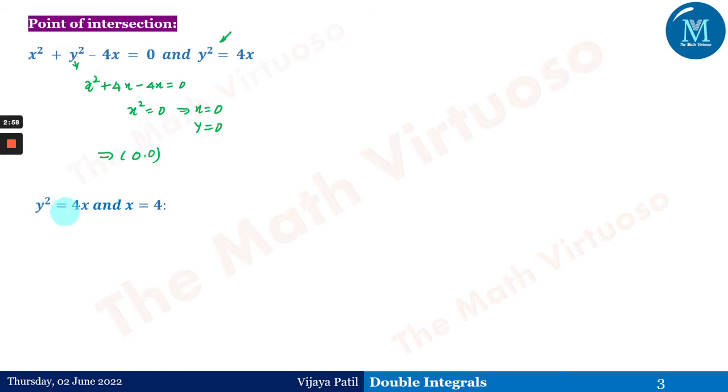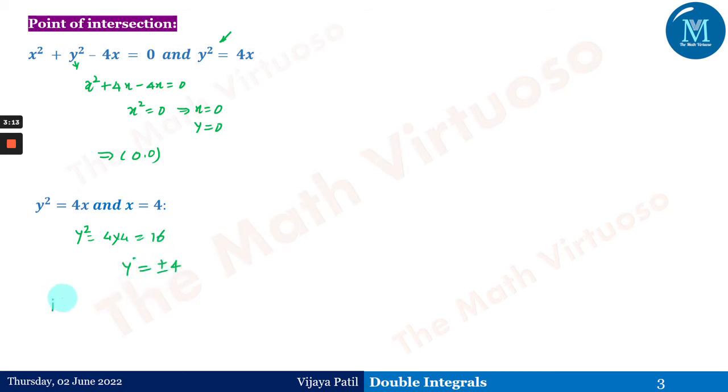Similarly, we'll talk about y square equals to 4x and x equals to 4, that is a parabola and a straight line passing through x equals to 4. We can easily check that y square equals to 4 into 4, that is 16. That is y equals to plus or minus 4.